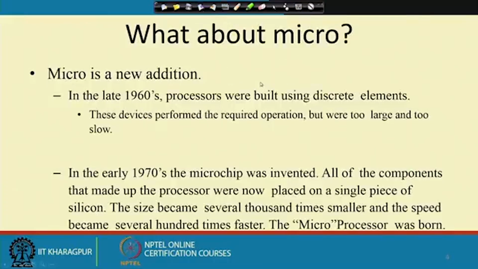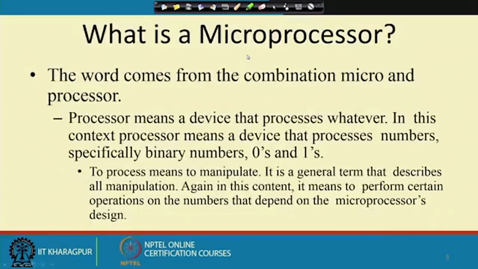If we go by the definition, what about the micro? Why micro? Why not simple processor? Micro is a new addition. The word microprocessor comes from the combination of two words, micro and processor.